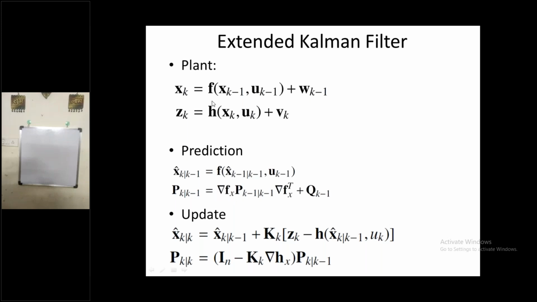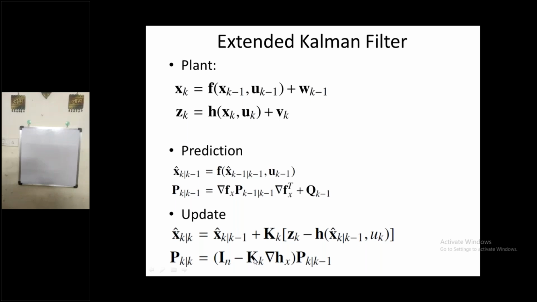The Jacobian matrix is nothing but the partial derivative of this one. If you take the partial derivative, this is one. The transpose is this one plus Q. Everything is the same, and in the update, all the formulas will remain the same. The only thing here is, for the covariance calculations, you have to use the Jacobian of the particular H as well.